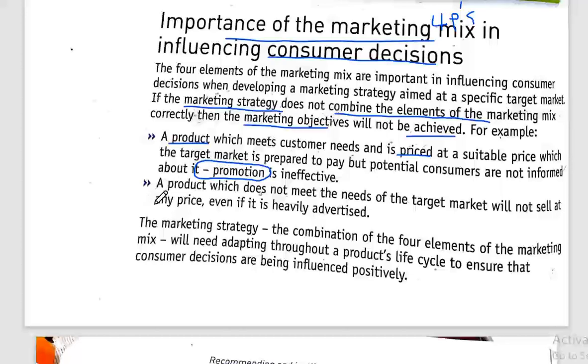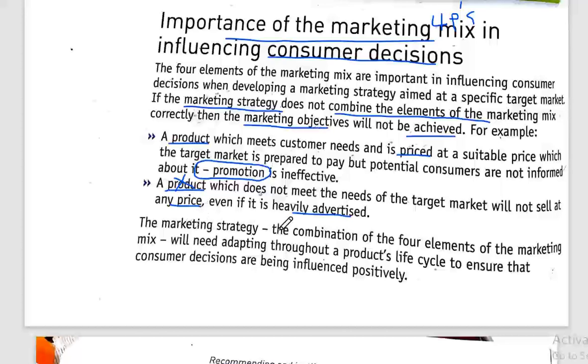Let's see another example. I must include the four P's in the strategy. Here, a product which does not meet the needs of the target market. So as a product, it's not there. It does not meet the needs of the target market and will not sell at any price, even if it's heavily advertised. Even if there's a price and a promotion, but there's no suitable product, definitely the marketing strategy is not suitable and will not achieve the marketing objectives.